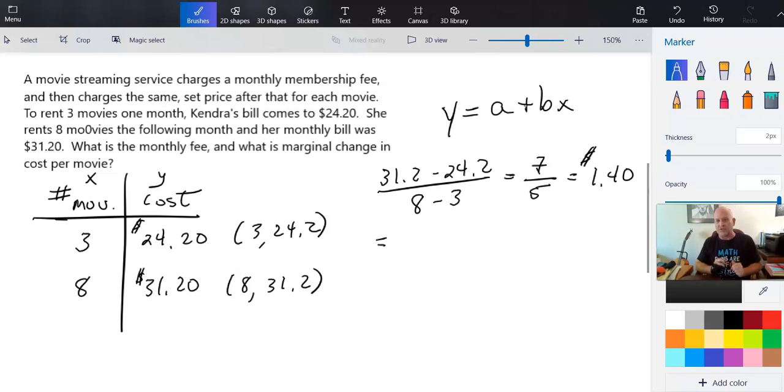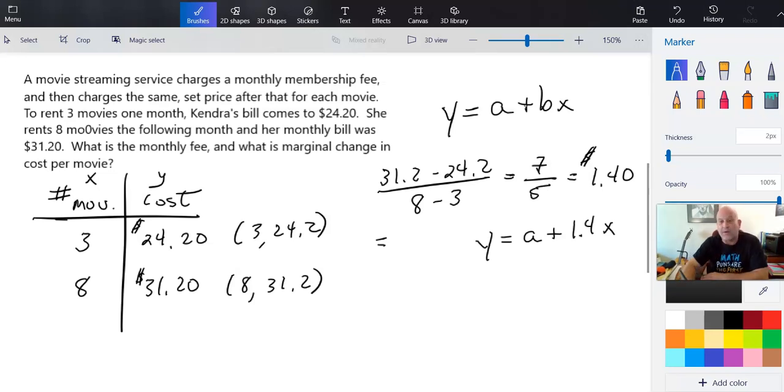That's why they call it a marginal change, because it only changes if you change the value of X. Okay. Now, that means we have B here, so we can go ahead and write that in. Y is equal to A plus B is now $1.40, 1.4 times X. We need to find A.